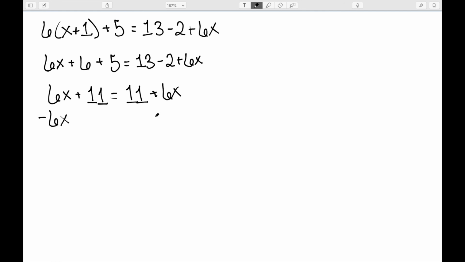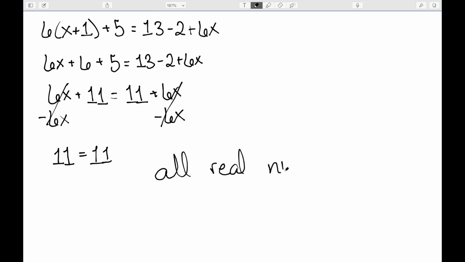If I subtract 6x from both sides, the left-hand side, the 6x's cancel, and I'm just left with 11. The right-hand side has 11, and once again, the 6x minus 6x cancels. 11 equal to 11 is always true, so my solution is all real numbers.